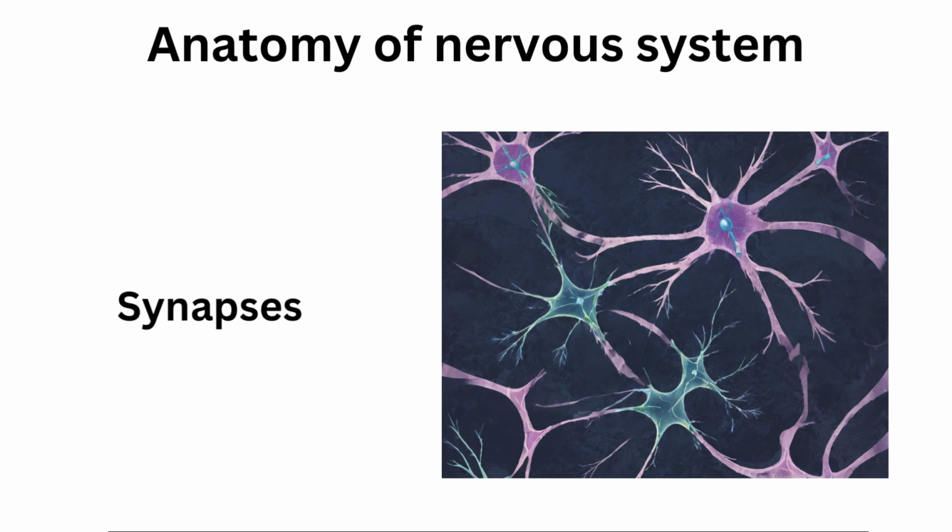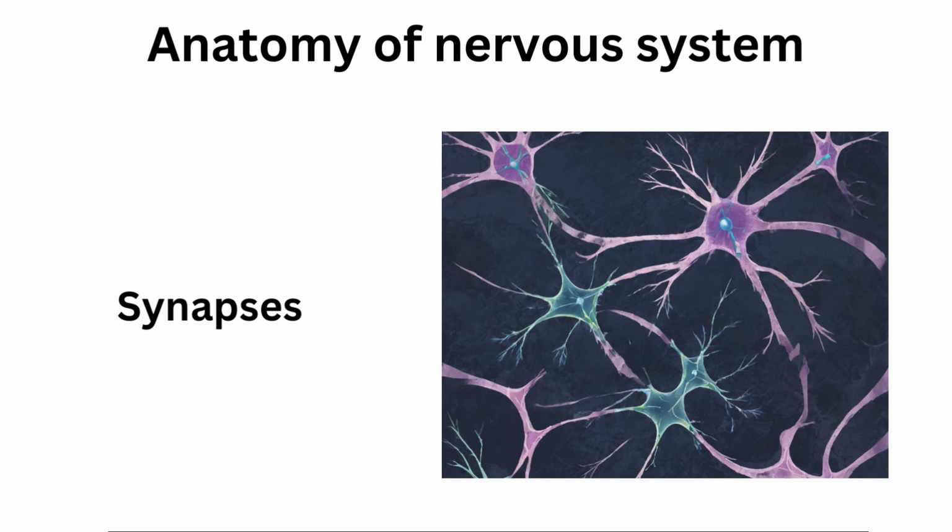Synapses. Synapses are specialized junctions where neurons communicate. They consist of a presynaptic terminal, the end of the axon, a synaptic cleft, a tiny gap, and a postsynaptic membrane, on the receiving neuron or target cell.